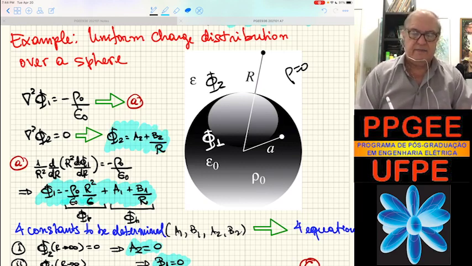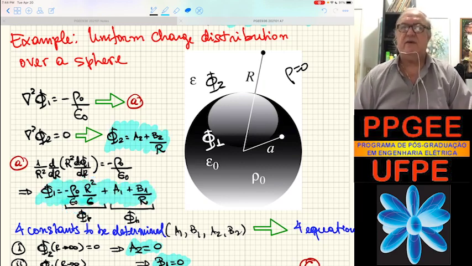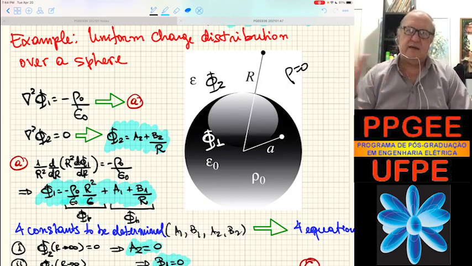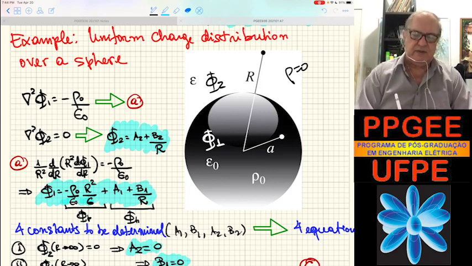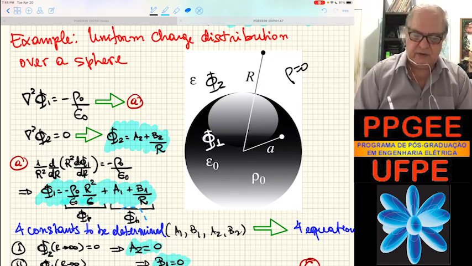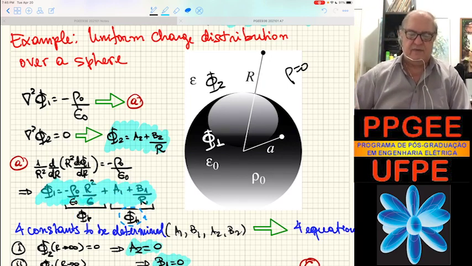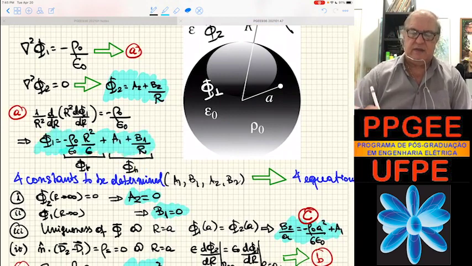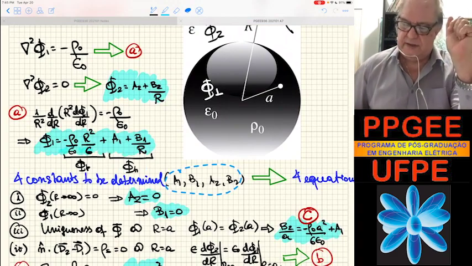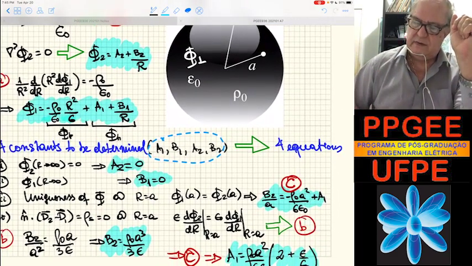And you have this additional term here, which came from the non-homogeneous element that is on the right-hand side of Poisson's equation. So Poisson's equation solution has a particular solution, which depends on the density, and a homogeneous solution, which is the same form as we derived in the previous example. So I have 4 constants to be determined, A1, B1, A2, B2. We need 4 conditions, 4 equations to solve those constants.